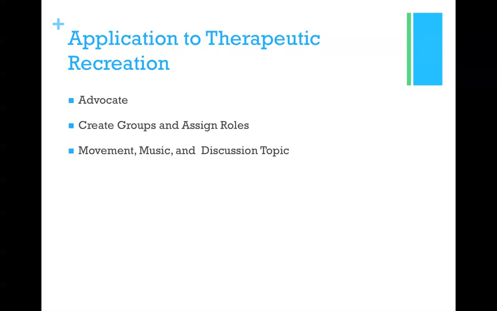And so another important aspect that needs to be added to validation therapy is to include movement, music, and have a discussion topic. Usually they'll assign someone to be the greeter or the chorister or something along the lines of that. So movement, music, and roles and discussion topics are important when you're meeting with validation therapy.